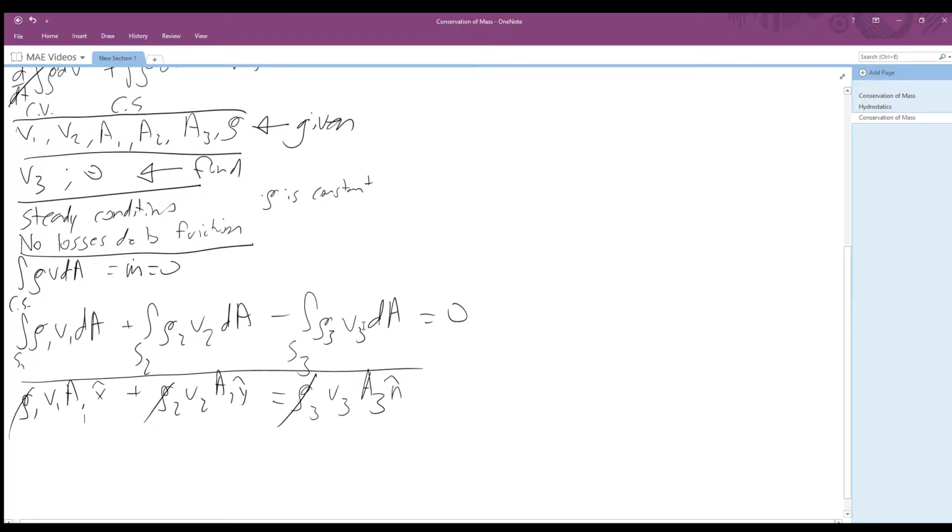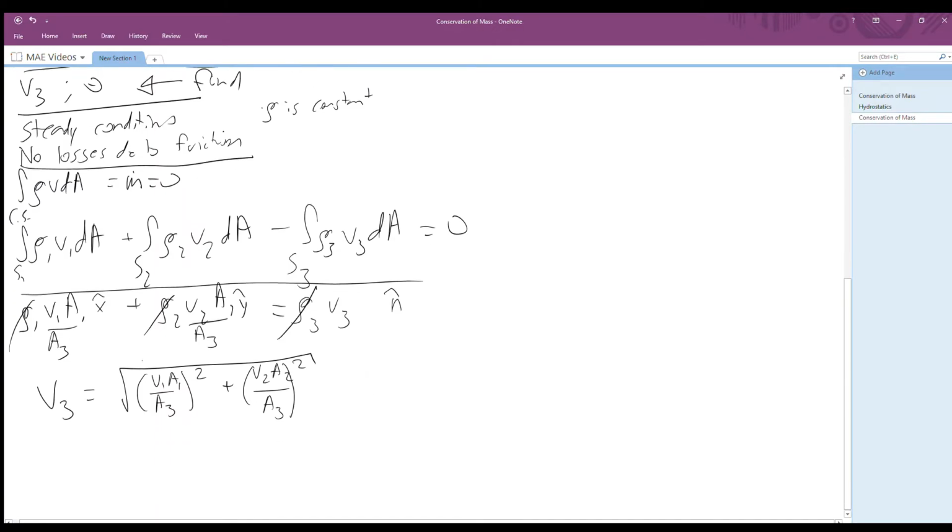If we were to write that, we're first going to bring the A3 over, so we'll get rid of the A3 there. Then you'll have V3 is equal to the square root of (V1 A1 over A3) squared plus (V2 A2 over A3) squared. Okay, so this gives us our V3.